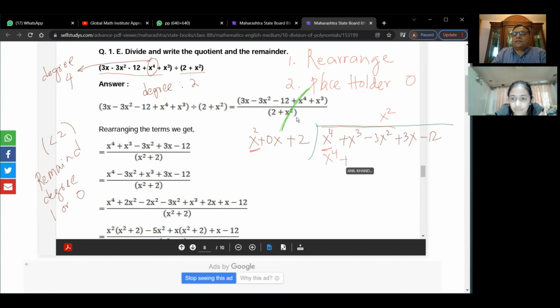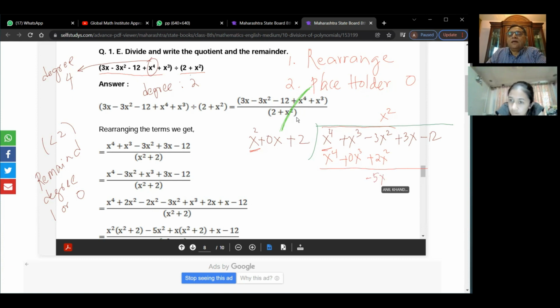And here it will be 0x cube, correct? Because 0 times anything is 0. And we get plus 2x square. When you take 2x square away, what do you get? Minus 3x square plus 2x square becomes negative. So this becomes minus 5x square.